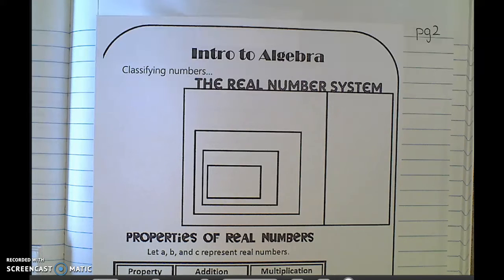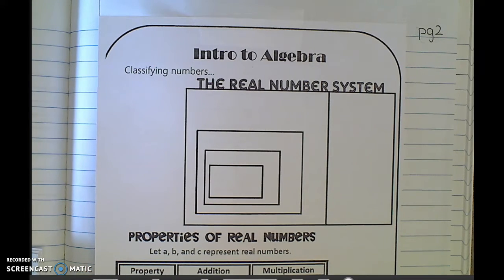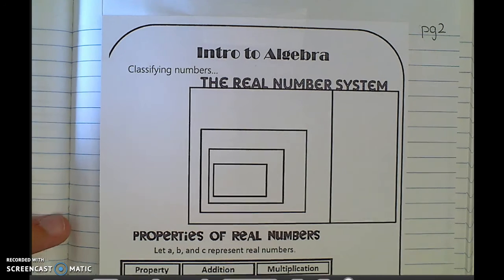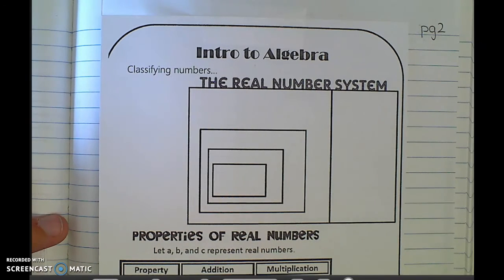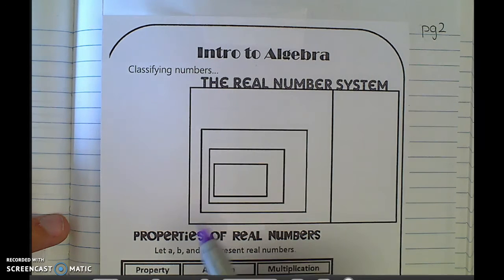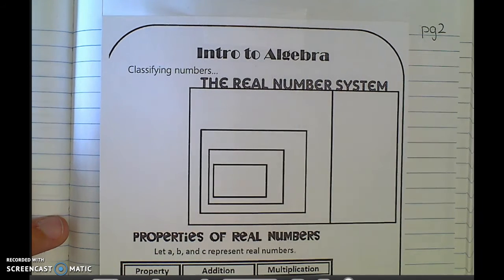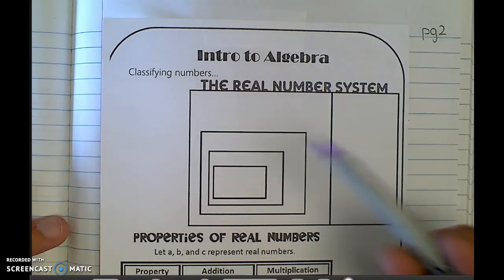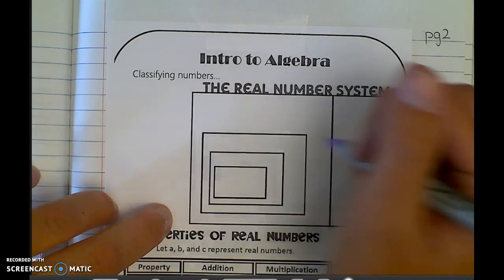Alright guys, we're looking at page 2 in our notebooks. We want to talk about different types of numbers. So just like with words, there are different types of words like nouns and verbs, there are different types of numbers. Most numbers fall into the real category, like they are real numbers. And from there we can divide them into two things.